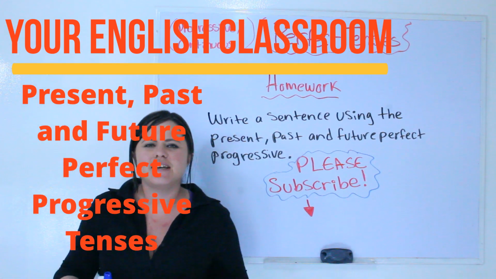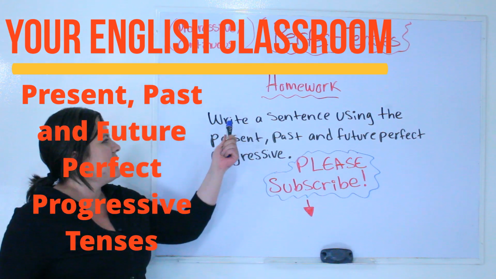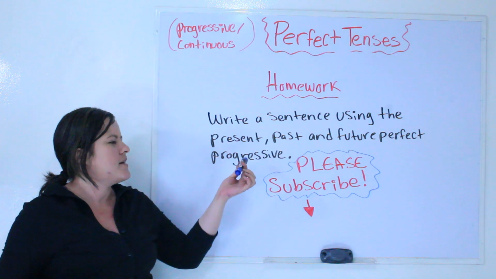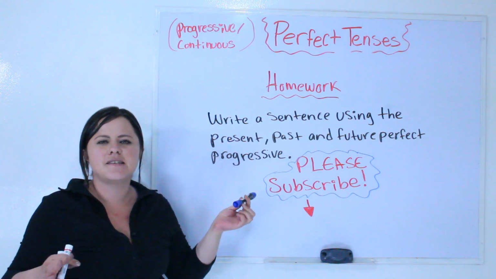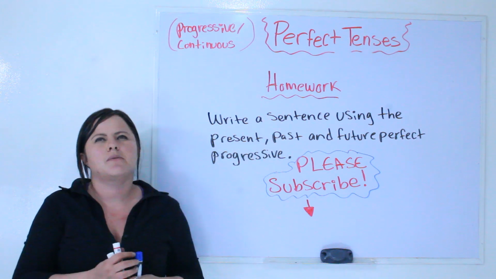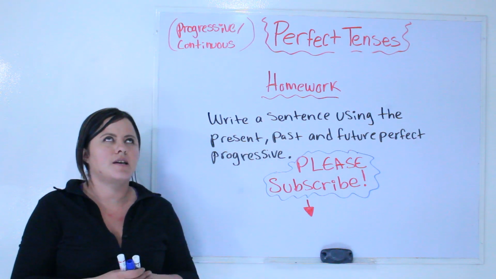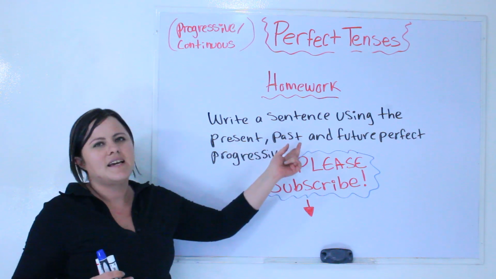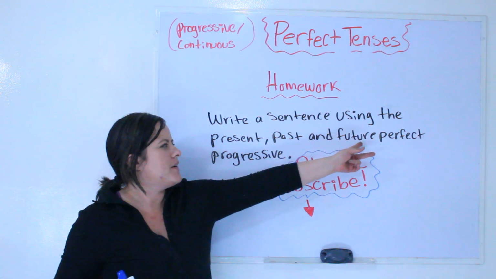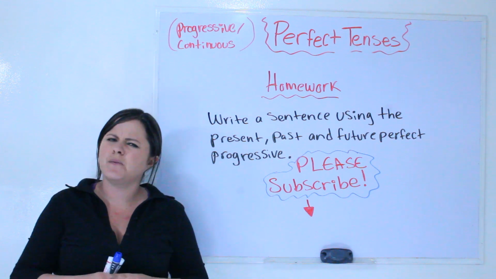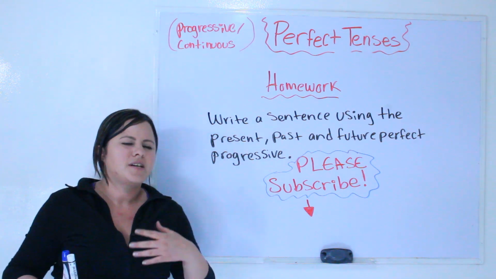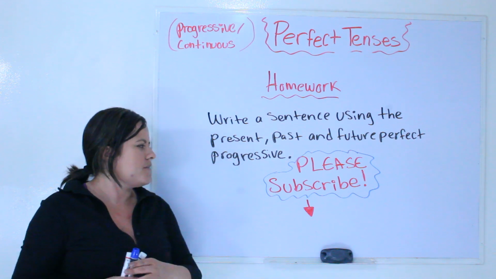Alright, so here is your homework. Write a sentence using the present, past, and future perfect progressive. A sentence of each. For example, present, I would say something like, I have been working. And past, I hadn't been working. Future perfect, will I have been working? You can use interrogative, negative, affirmative, whatever you want.